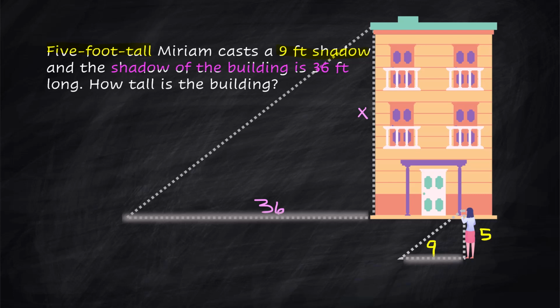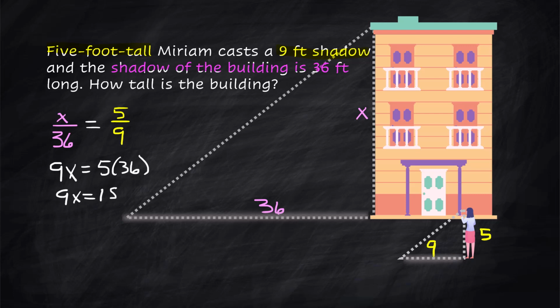She sets up a proportion with X over 36 equals 5 over 9. Now you just need to cross multiply. 9x equals 5 times 36. 9x equals 180. So x equals 20 feet.